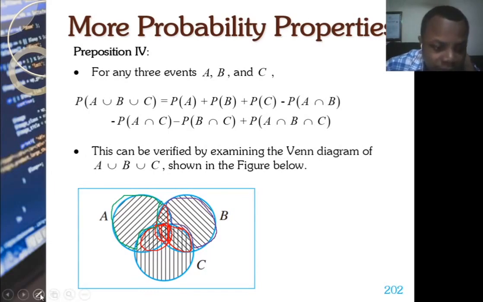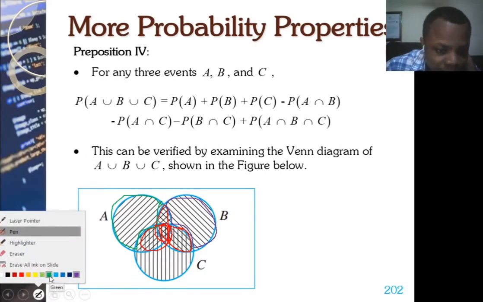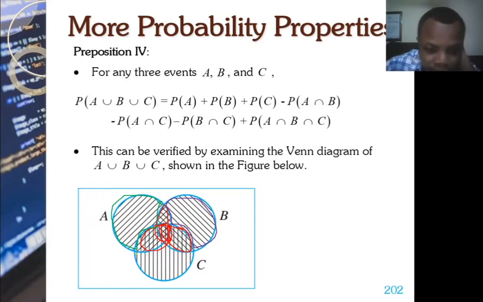And probability of C will be the one that we have here. So if we subtract this intersection, subtract these two as well and subtract that, at the end of the day you will see that all here will be blank.